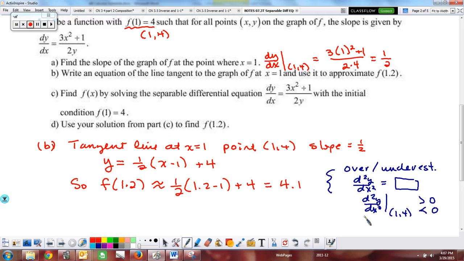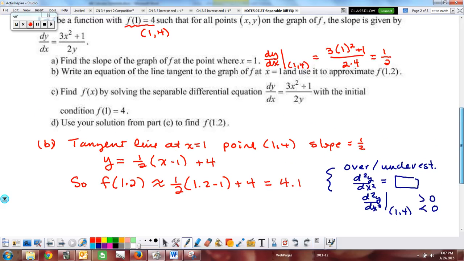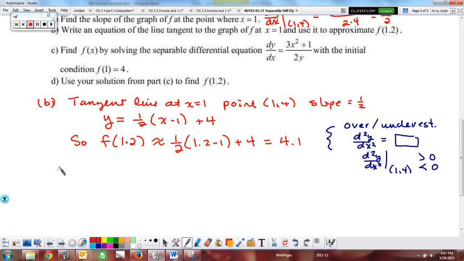They didn't ask us to do this time, but I thought I would review while I'm here. All right, so now let's move on to C. Let's see what they're asking. They want to find f of x by solving the separable differential equation. So right there is also code that you better show your separation.